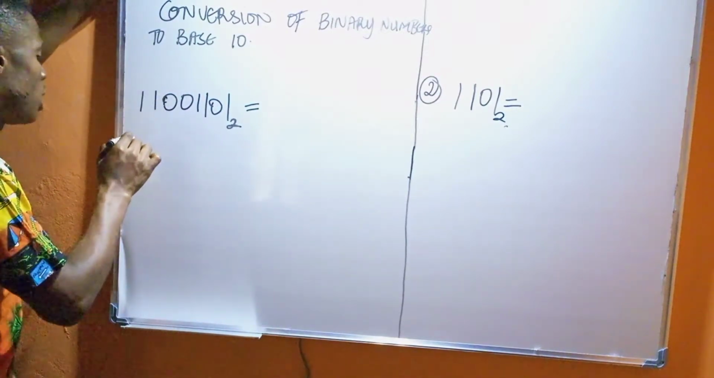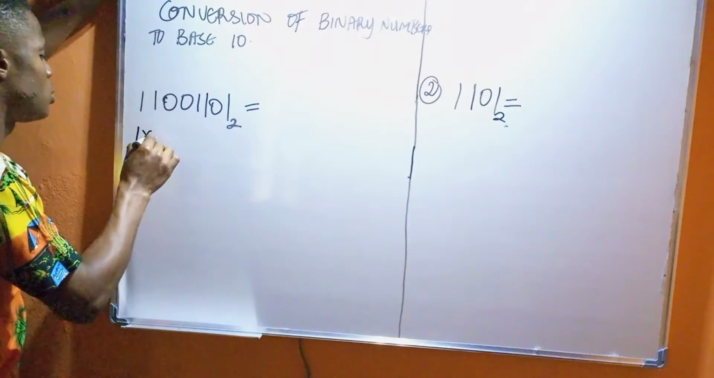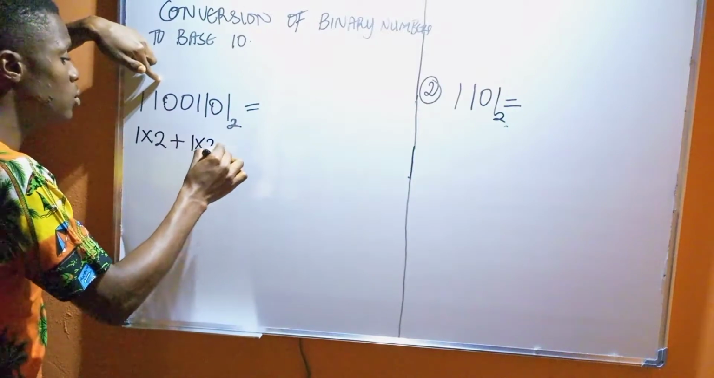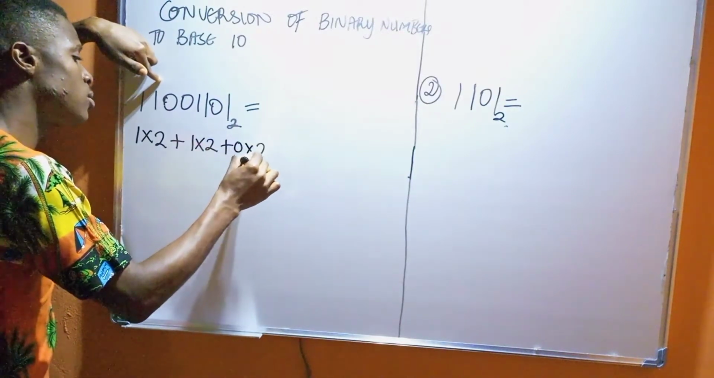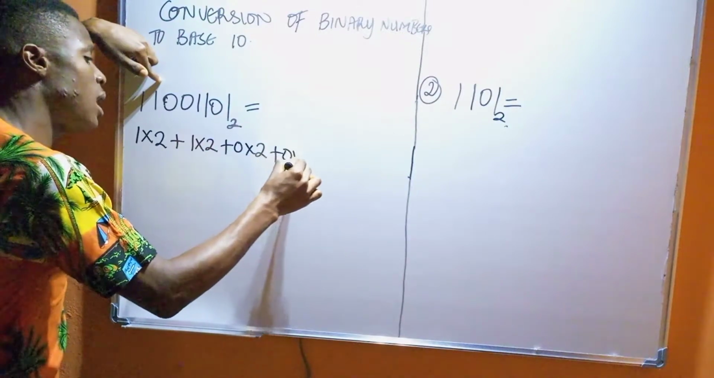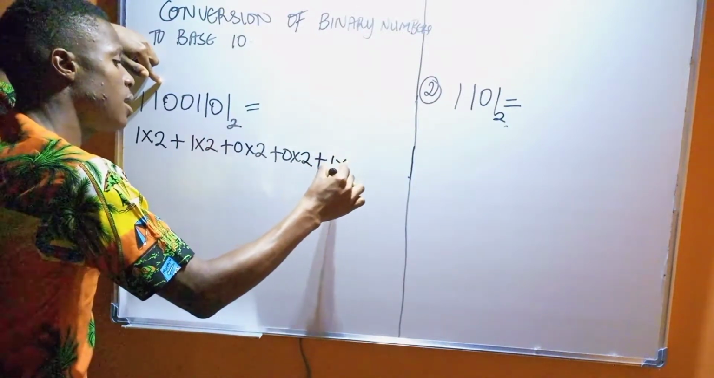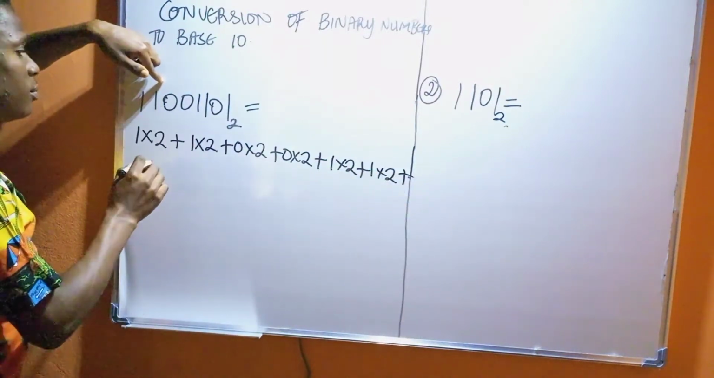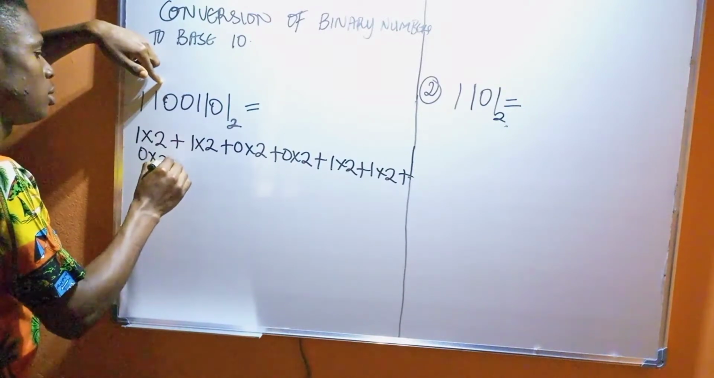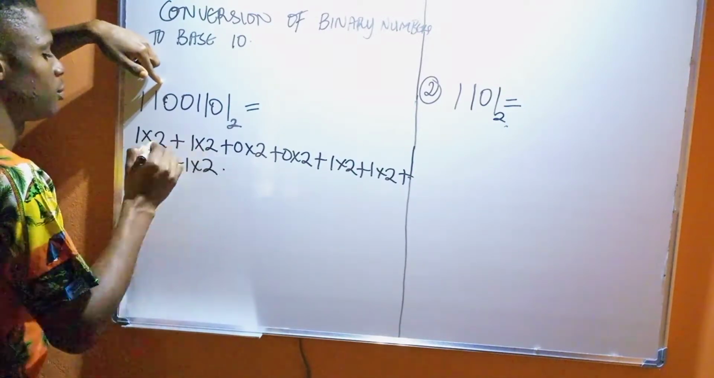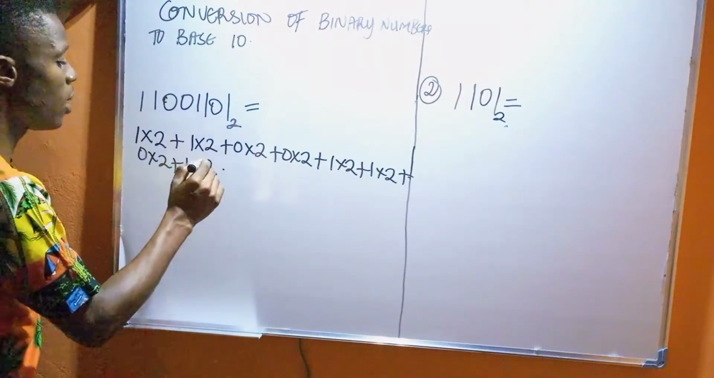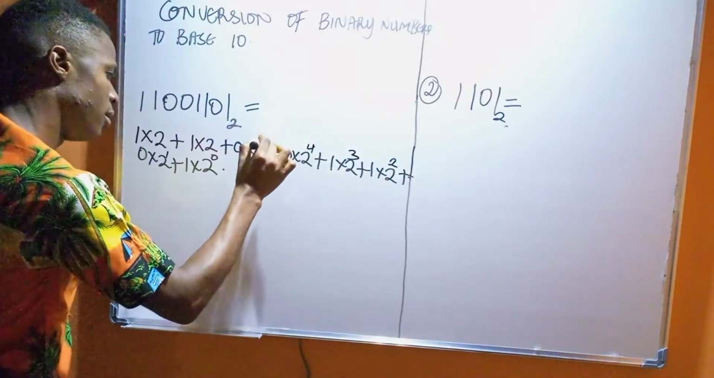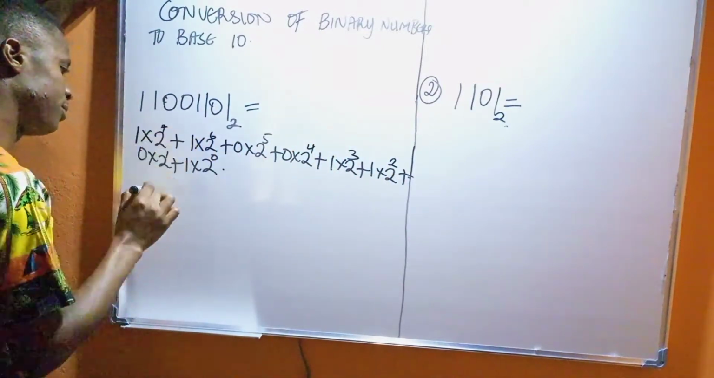So for the first one, which is 1, I can say 1 times the base, which is 2, plus 1 also, the second one, times the base, which is 2, plus 0 times the base, which is 2, plus 0 times 2, plus 1 times 2, plus 1 times 2, plus 0 times 2, plus 1 times 2. Then let's assign their powers. I have 0, 1, 2, 3, 4, 5, 6, 7.